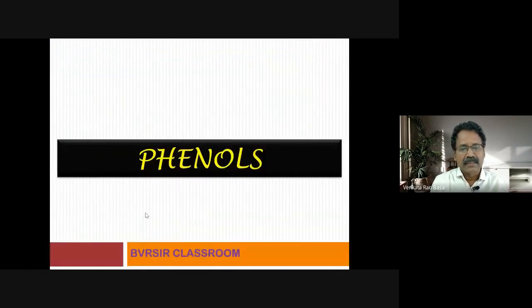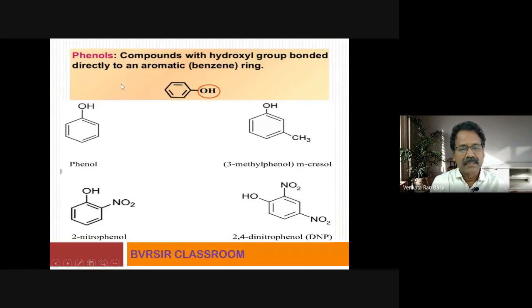Phenols. We'll discuss what phenols are. Compounds with a hydroxyl group bonded directly to an aromatic, that is a benzene ring, are called phenols. You observe this molecule, C6H5OH. The OH group is directly linked to the benzene ring, hence it is called a phenol.